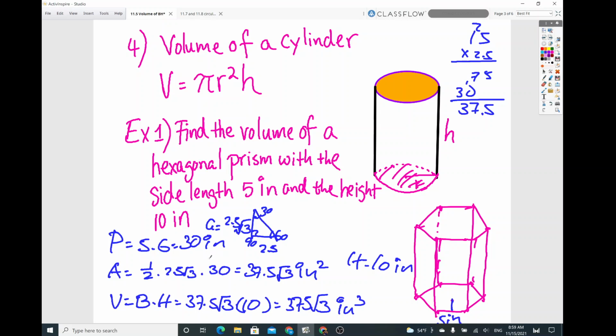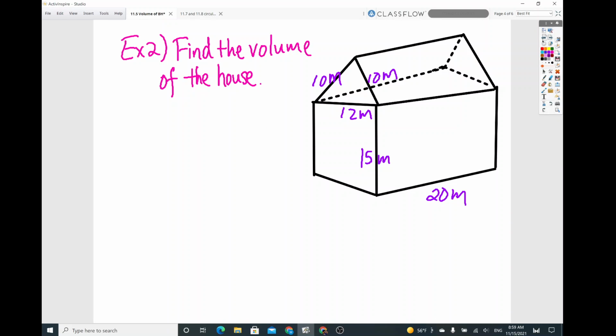Perimeter, inches. Okay, so now let's see what else we have. Find the volume of the house. So we do know that the top part is considered a triangular base prism. Okay, so we do know that this one is 10, 10. So that means it's an isosceles triangle.